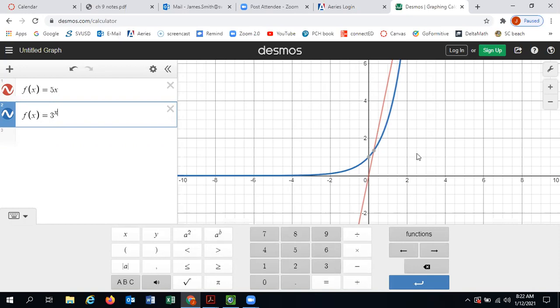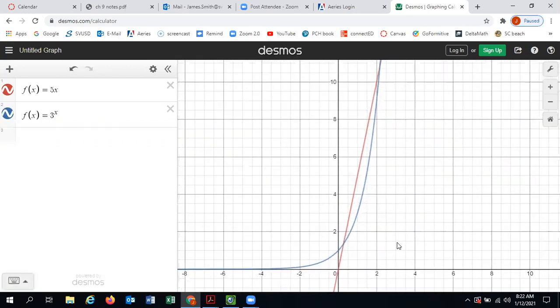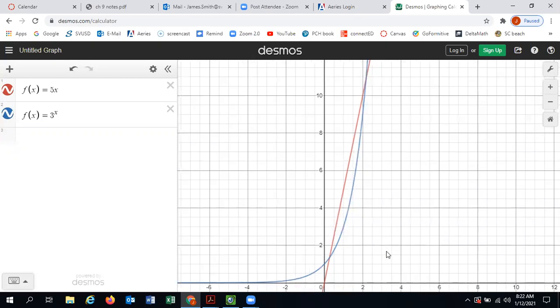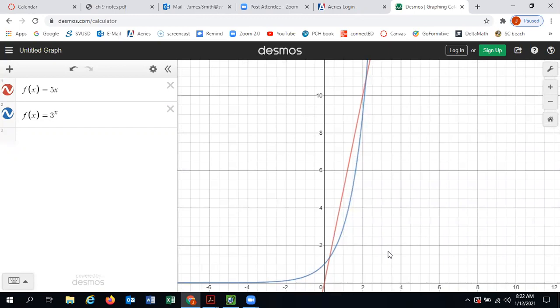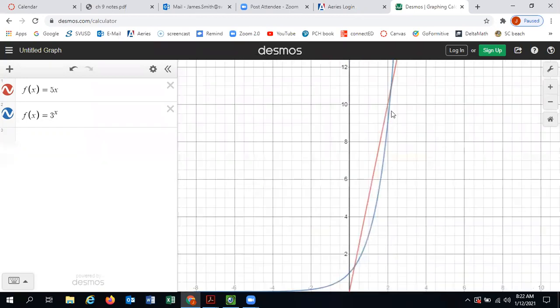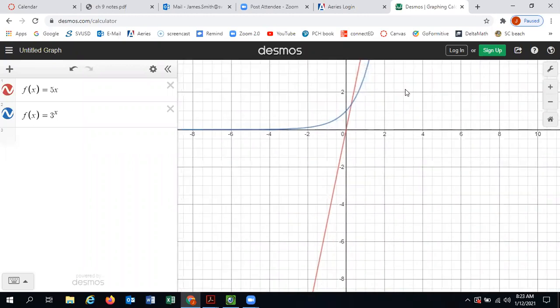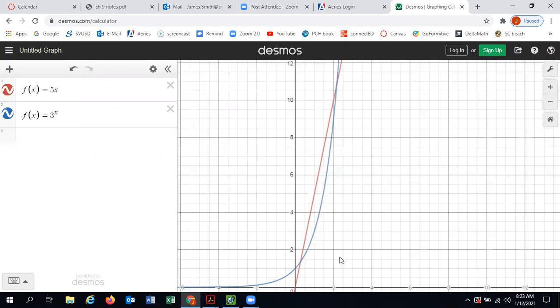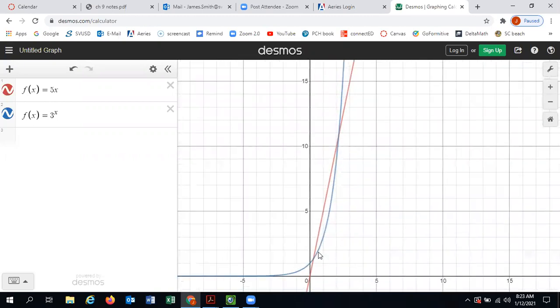So as I look for my point of intersection, here's something to be careful of. Make sure you look at the whole graph because there's more than one. You can zoom out, you can zoom in, you can slide it around if you just click and drag, but make sure you see them both. If my window is too small, I might think, oh, there's only one point of intersection. Well, there's more, so make sure you see it all. Clearly 2 points of intersection.